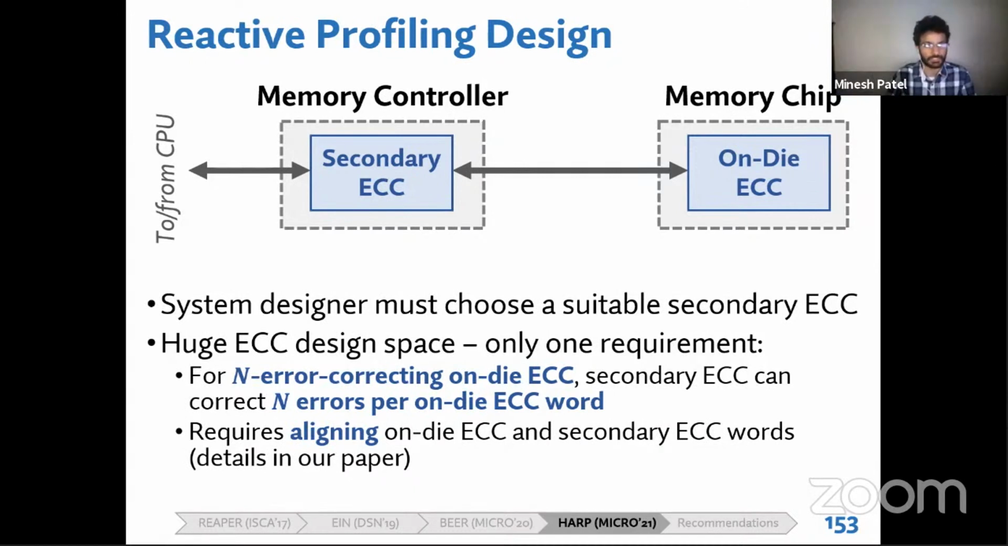Yeah, I believe that's a correct statement, yes. So if a different memory chip comes along with a different ECC word size or correction capability, the secondary ECC will sort of also need to change. But I think that's also the case for today's memory organizations, right?